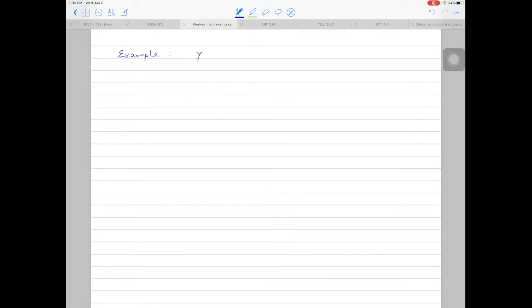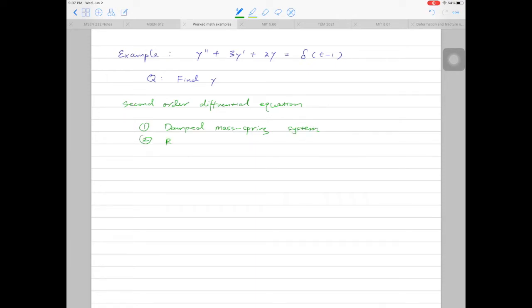Here is an example. We have y double prime plus 3y prime plus 2y equals delta(t minus 1). The question asks you to solve y. You can see that the left-hand side of this equation is a second-order differential equation. In real life, it can either represent a damped mass spring system or an RLC circuit. I hope you still remember R represents resistance, L represents inductance, C represents capacitance.